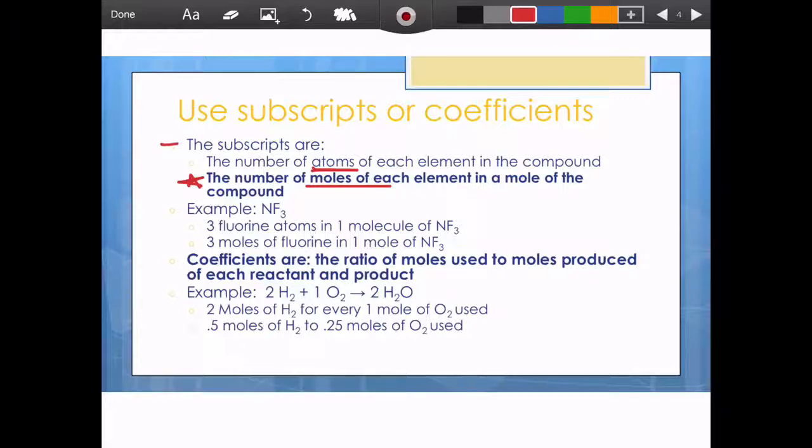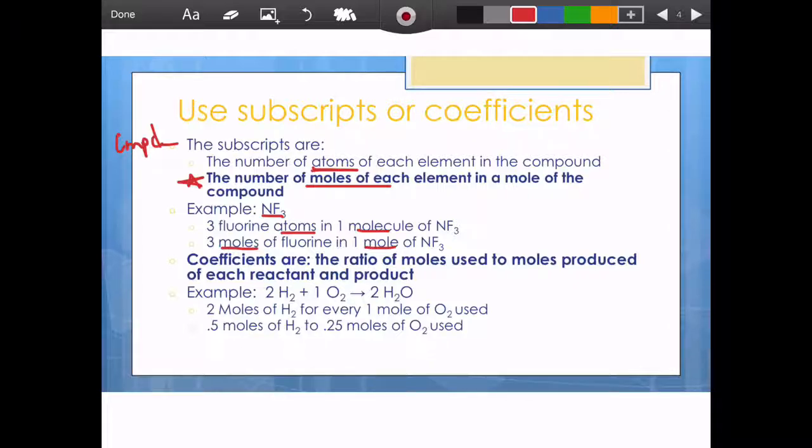Subscripts are used most often when you have a single compound, so you don't have a reaction. An example here, if I have NF3, before we were saying that we have 3 fluorine atoms in one molecule of NF3. If you just scale that up so you can actually visualize it, moles, remember, is groups. So now we have 3 groups of fluorine for every 1 group of NF3.